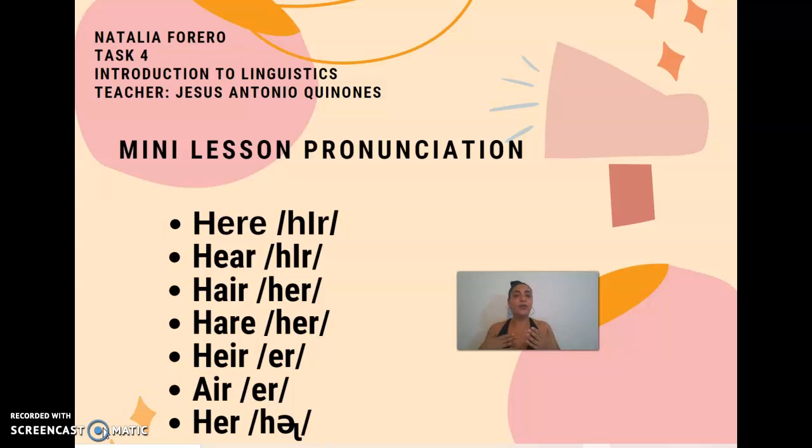As you can see, the pronunciation is identical, but the writing is totally different. In the first word, heir, this word has an H. Normally, when we speak in English, we think that the H always has a sound like a J in Spanish, but in this case, the H is mute, meaning it has no sound.